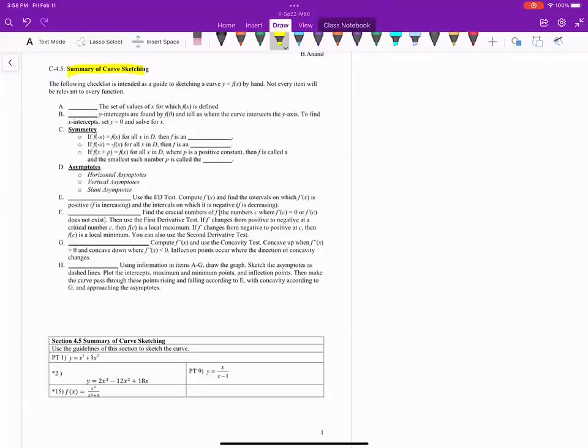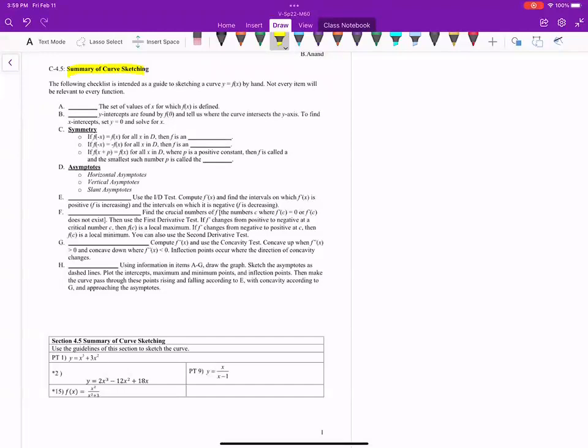Hello everyone, welcome back. In this video, we will be covering a summary of curve sketching. After learning in chapter 4 all about graphs, how calculus plays an important role in finding where the graph is increasing, decreasing, concave up, concave down, how to find the inflection points, how to find the absolute maximum, absolute minimum, local maximum, local minimum, etc. In this section, we are going to put all these things together and see how a comprehensive graph could be drawn.